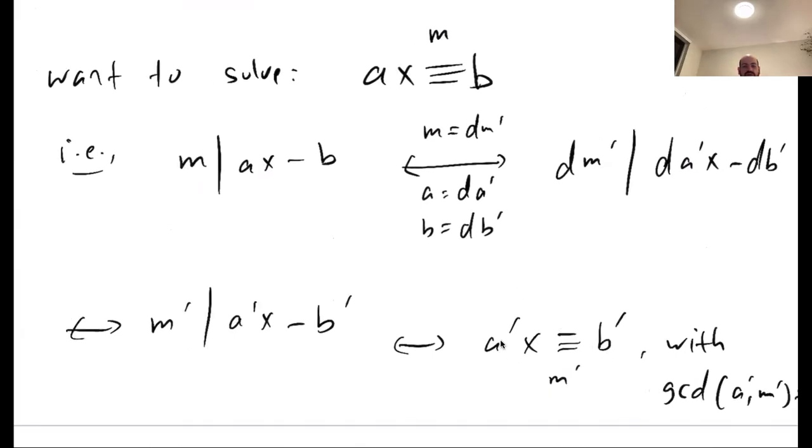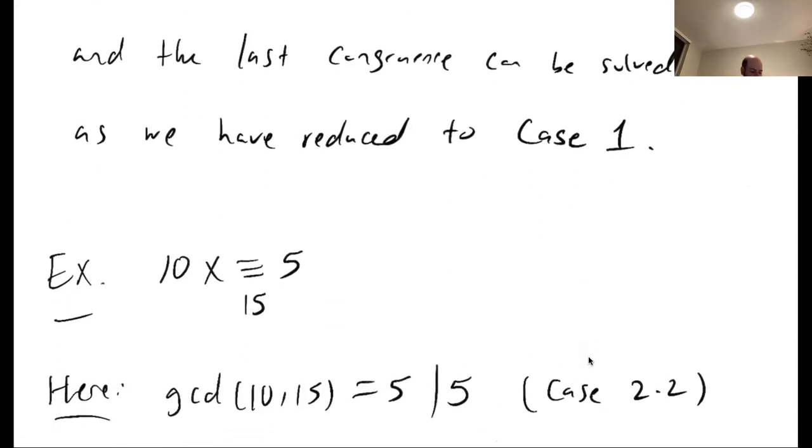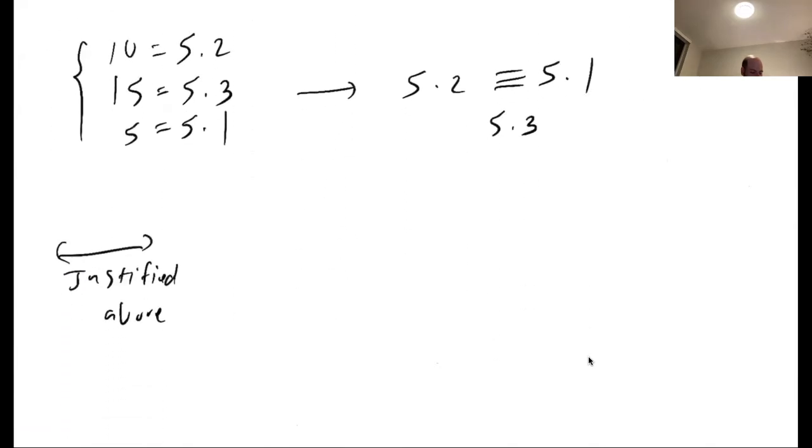And what are A prime, B prime, M prime here? These are the numbers obtained by dividing the original numbers by D, the GCD. So if I divide A by GCD, I get A prime, M by GCD, I get M prime, and B by GCD, I get B prime. So we justified that these two congruences have the same solutions. So that means we can divide everything by 5, and then we get 2x congruent 1 mod 3. So we have reduced our problem to 2x congruent 1 mod 3.